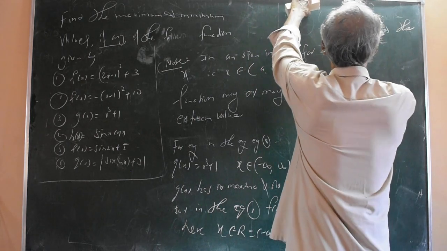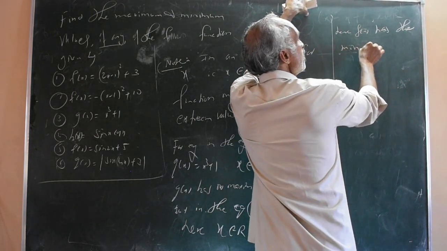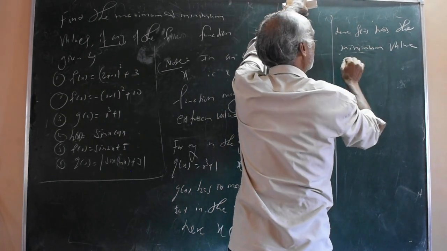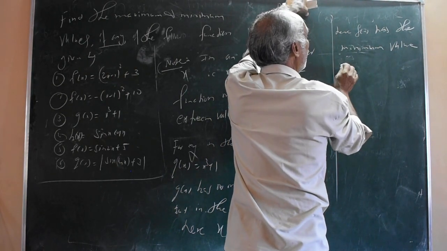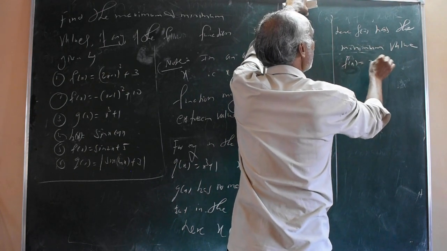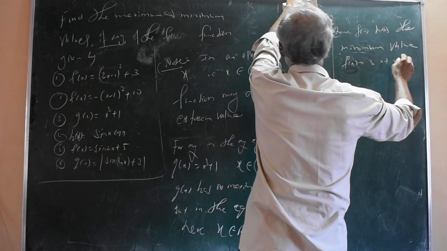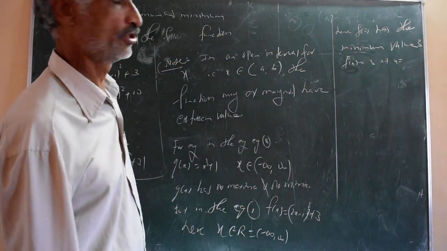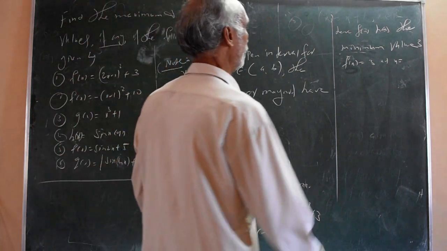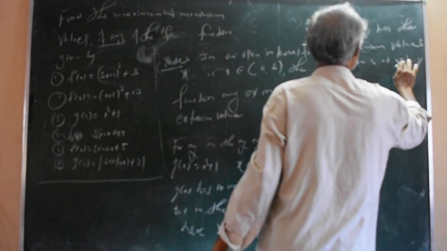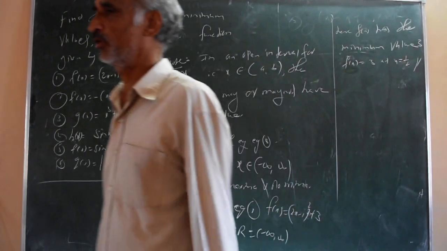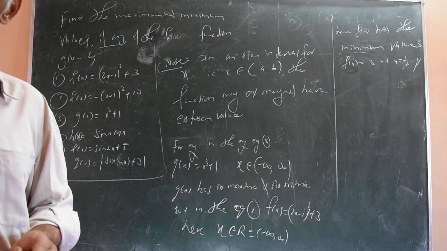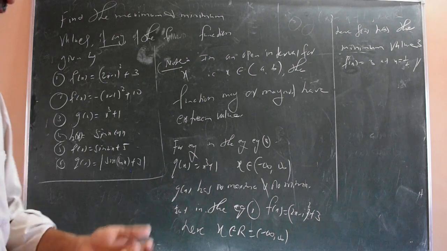F of x has the minimum value 3 at x equal to 1. Therefore the function may have extreme values or may not have extreme values in an open interval. But in a closed interval, definitely the function will have extreme values.